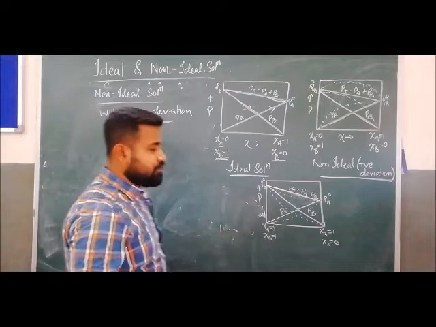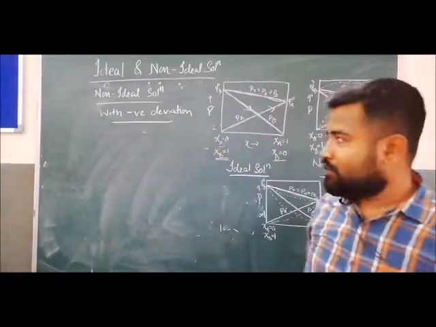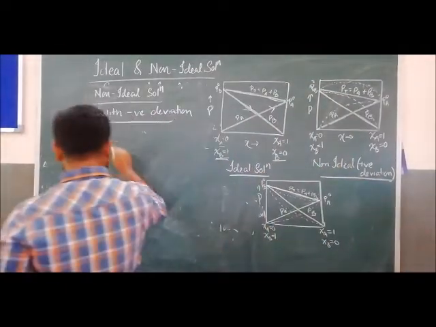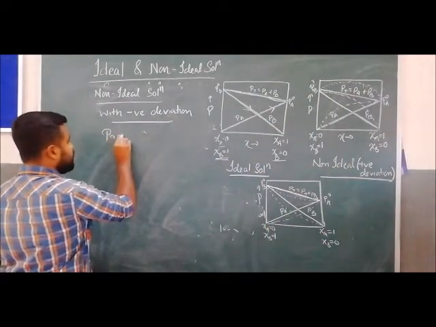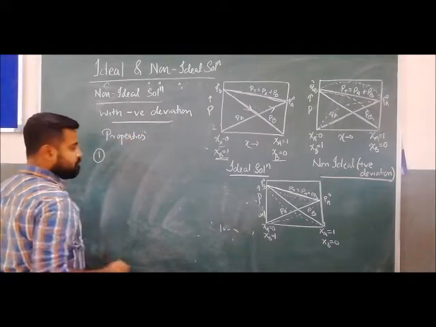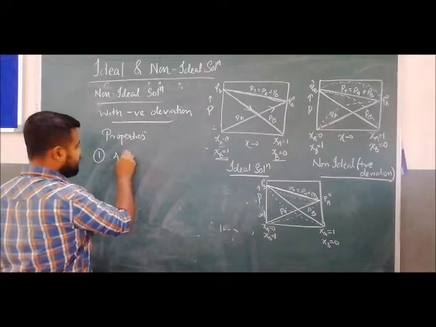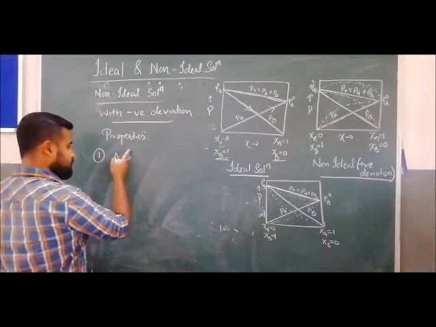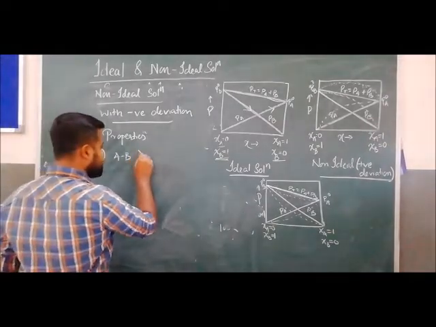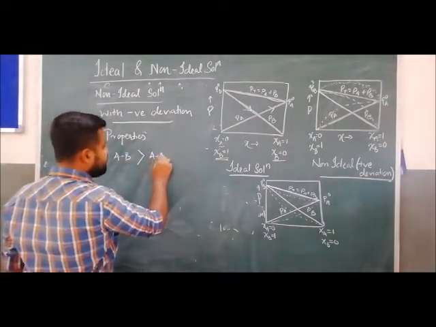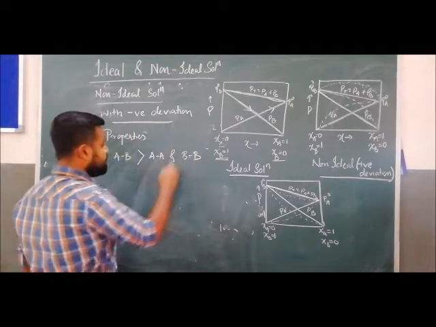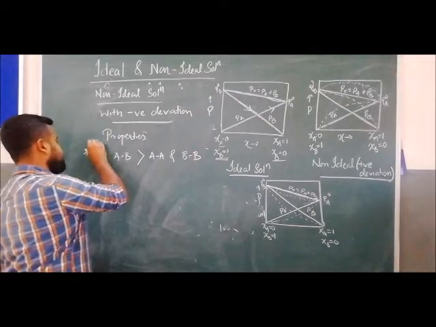What is a non-ideal solution with negative deviation? What are the properties we can see? Number one property: the solute-solvent interaction after the formation of solution is always greater than the solvent-solvent and solute-solute interaction. This is the important point.